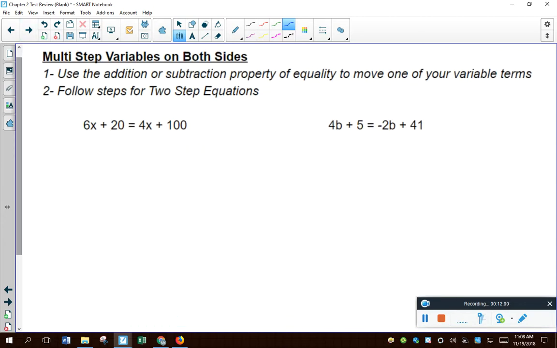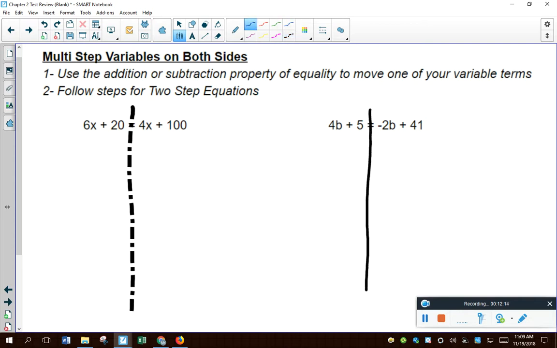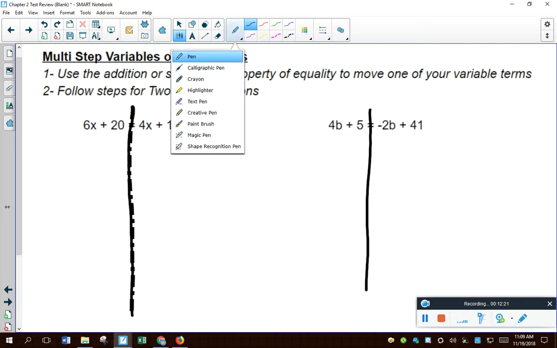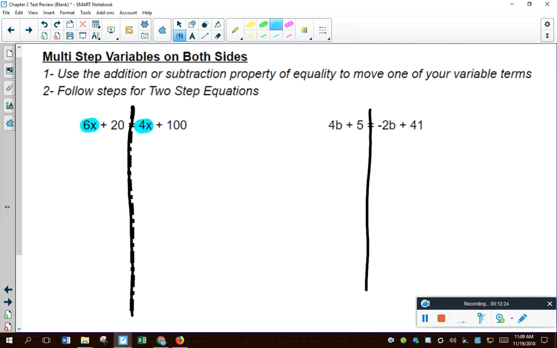Next, we have multi-step with variables on both sides of the equal sign. Now, the step that I've shown you in class is to draw a line through your equal sign. Now, this is going to help you keep your equation balanced. Notice, I have a 6x on the left and a 4x on the right. They're on different sides of the equal sign. So unlike the last section of questions, I cannot combine them. I need to move one over using inverse operations.